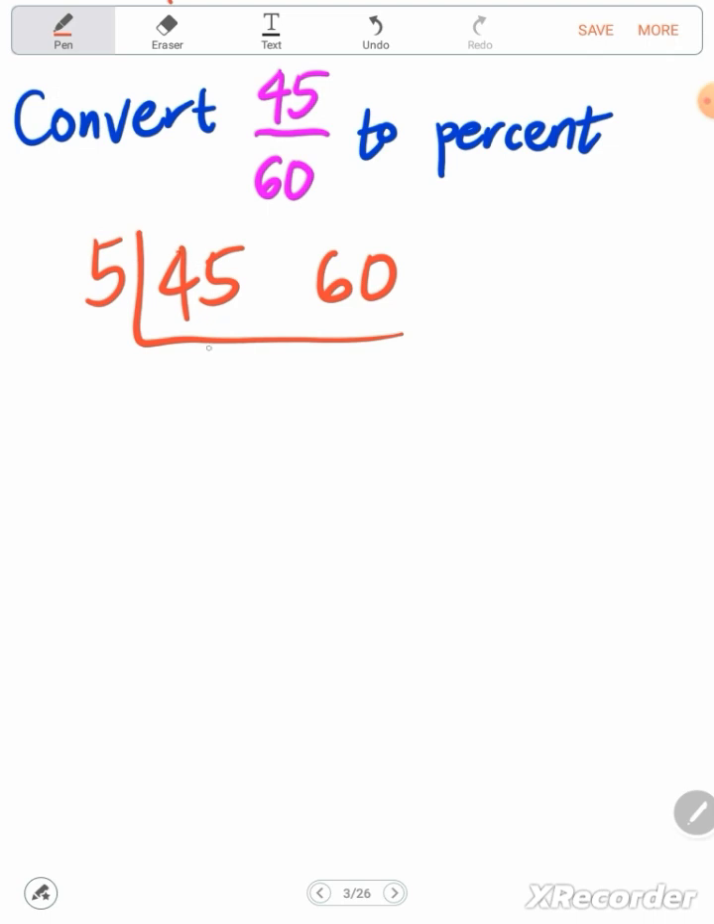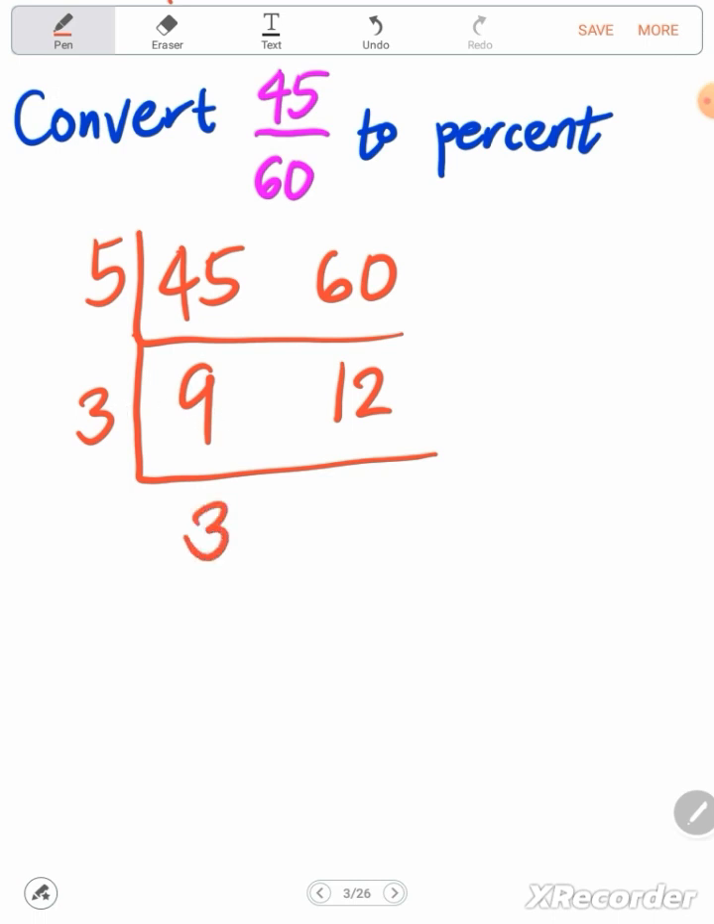45 divided by 5 is 9, and 60 divided by 5 is 12. And then 9 and 12 are both multiples of 3. 9 divided by 3 is 3, and 12 divided by 3 is 4. Therefore, 45 over 60 is 3 over 4.